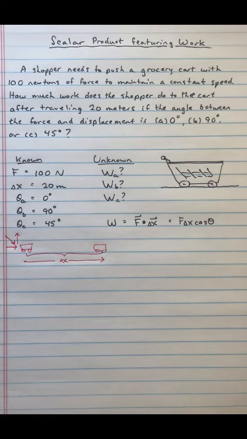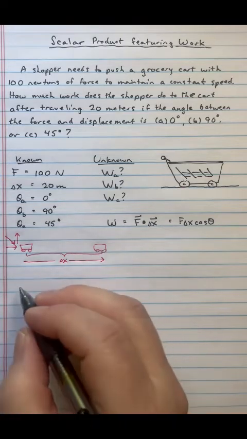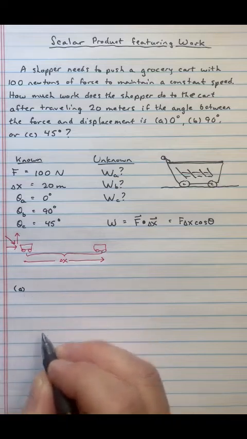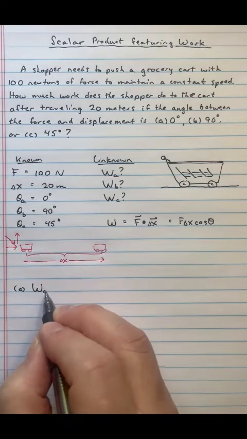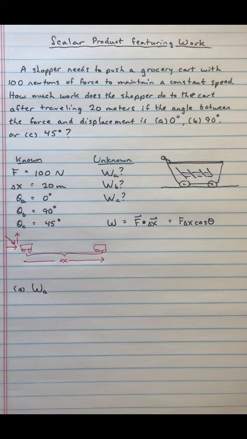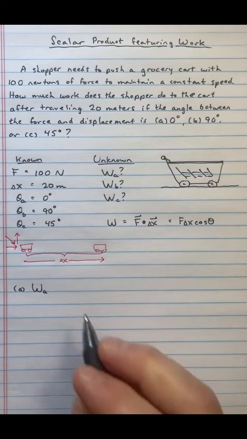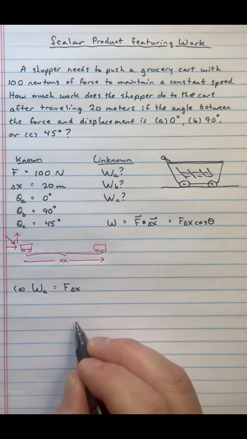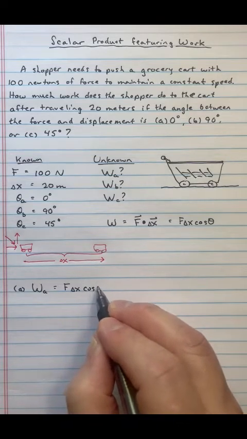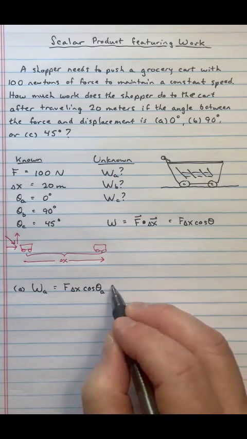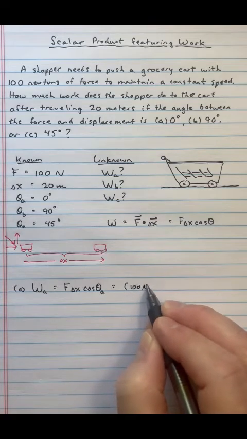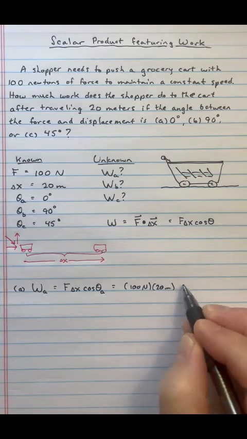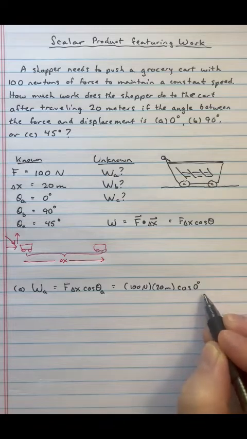Now, let's solve for the first case and then talk a little bit about why it works that way. So, in case A, the work, I'll just give it a label W_A to distinguish it from the work that we're going to discuss for the other cases. But the work then is equal to force multiplied by displacement, or distance that I displace, and then cosine of the angle between those, like that. So, 100 newtons, 20 meters, and cosine of 0 degrees.